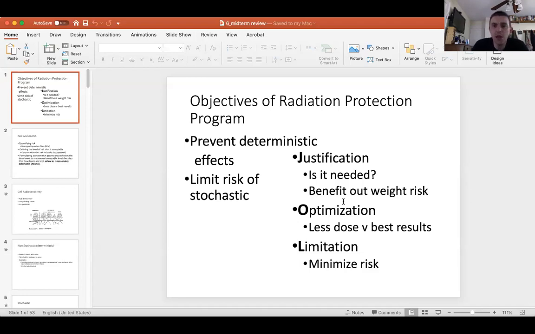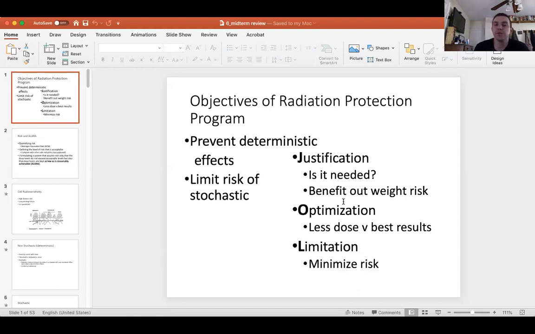Three of the main objectives of a radiation protection program are to focus on when radiation is justified in use. You need to be confident that the benefit is going to outweigh the risk, because there is always risk with radiation exposure, and generally higher risk with higher exposure, which is another reason why you want to optimize. If you do choose to use radiation, you want to optimize its use. You don't want to image with more radiation than necessary, one, because you'll get a bad image, and two, because you'll give more dose to the patient.